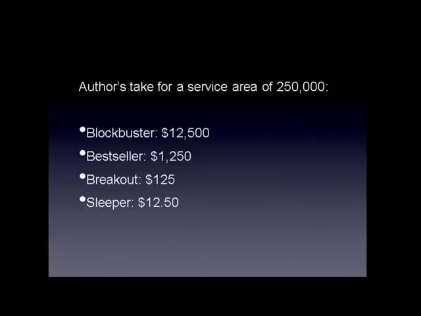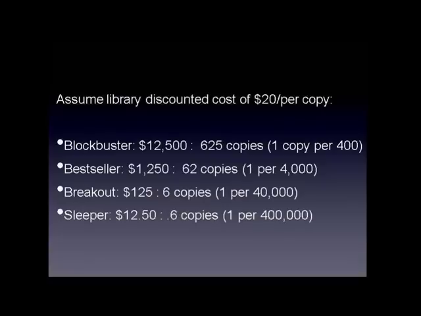What that means is this is the amount of money that an author is currently making from your service population if it's scaled about this size. So, if we assume a library discounted cost of $20 per copy, the amount of money that a blockbuster author is making from you is the same amount of money that you spend to purchase 625 copies.